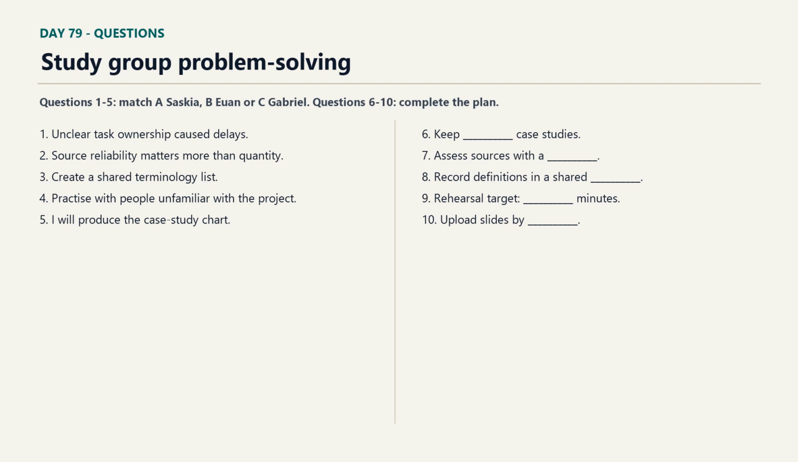Good. We now have 3 case studies, a shared evidence checklist, 1 glossary, a 12-minute rehearsal target, and clear individual ownership. That should solve the structure problem rather than simply making each person speak faster.